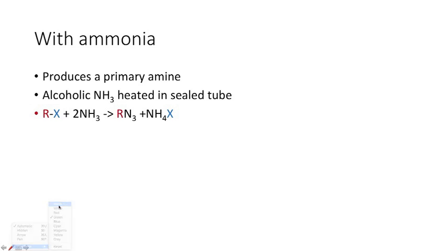So next up is the reaction with ammonia, which is a little bit different. It's an SN2 reaction. So we're just going to look at an SN2 reaction. So it produces a primary amine, firstly, and it's done by adding alcoholic ammonia, and you heat it in a sealed tube. So as you can see here, we add R representing our alkyl group, and X representing our halogen group, add ammonia, and you can see we've substituted it in.